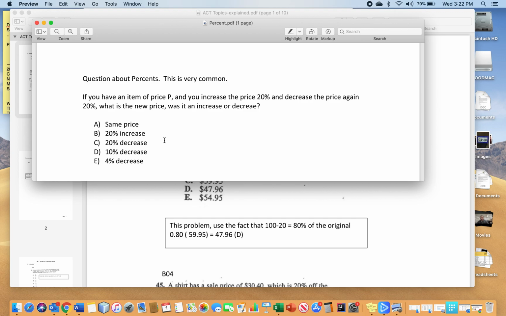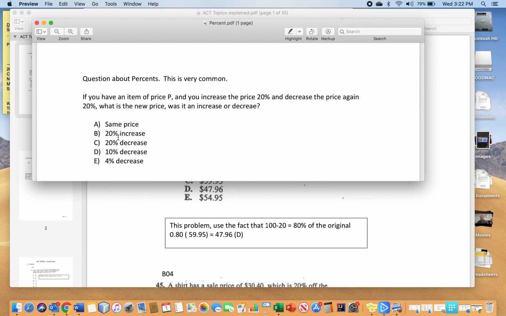So here's my question. If you have an item of price P and you increase the price 20% and then decrease the price again 20%, what is the new price? Was it an increase or decrease? And it should say decrease right there. Sorry, typo. But a lot of people say, well, 20% up and 20% down makes 0%. So if you said A, you're wrong.